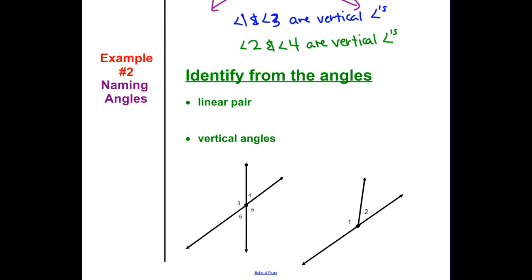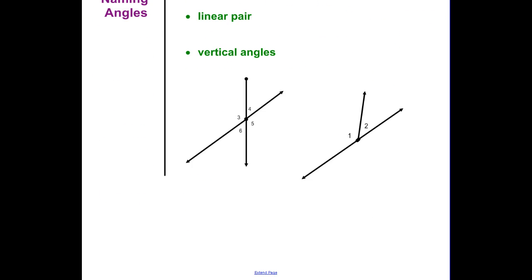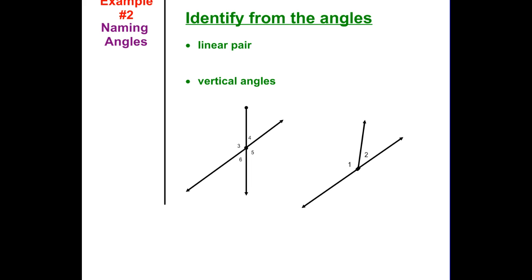So let's go ahead and identify some of the pieces down here in this picture. So linear pairs, let's find linear pairs. We have a number of linear pairs down here. The first one that's easy to see is angle 1 and angle 2. You guys can see that they make that straight line. If I could draw better, they would make a straight line.